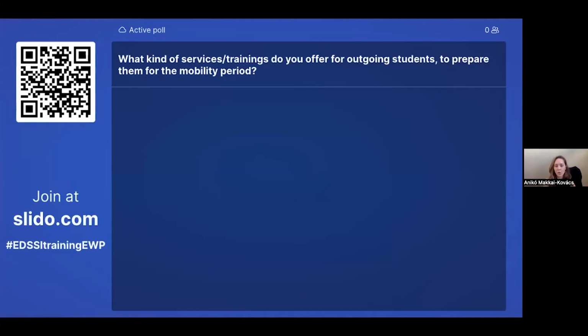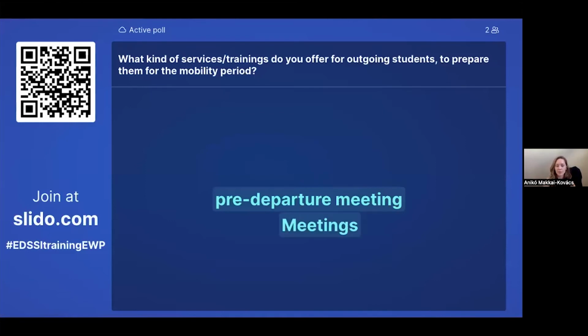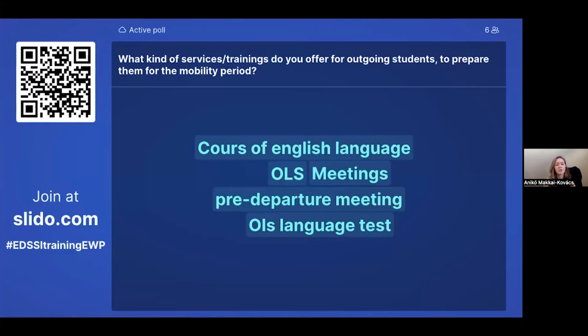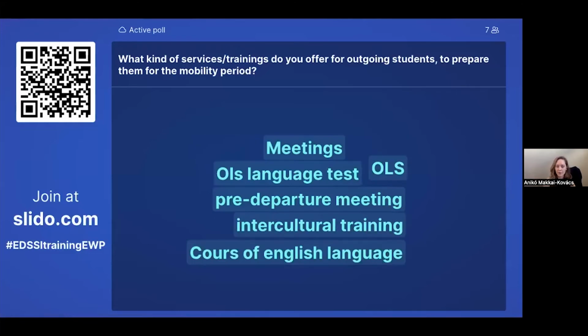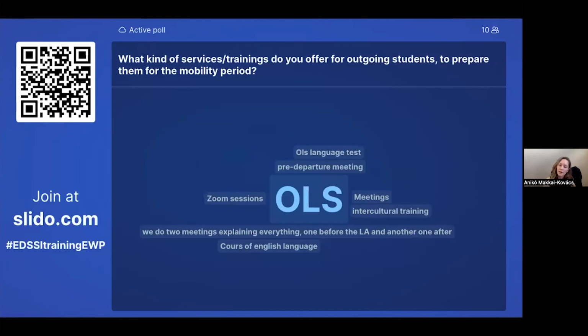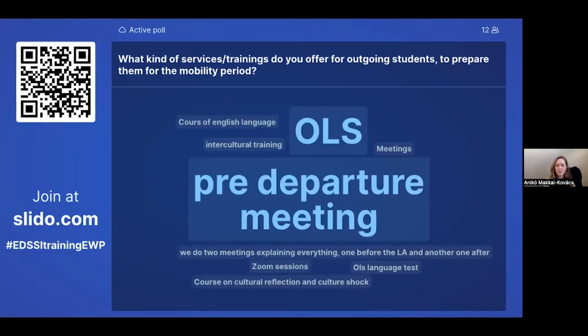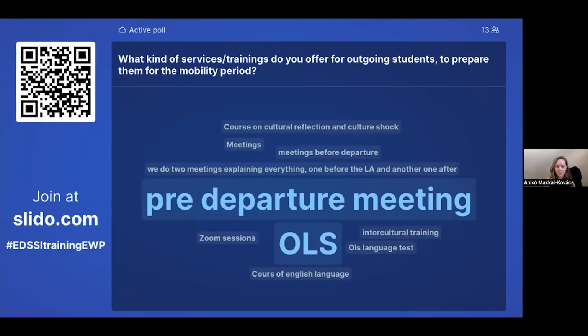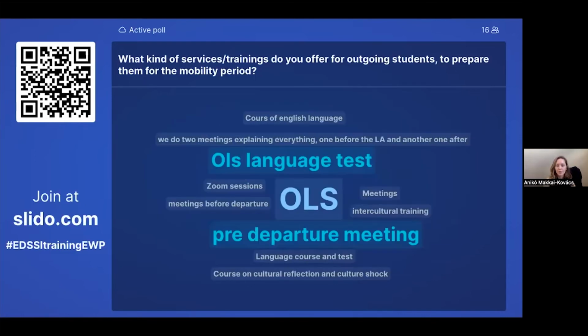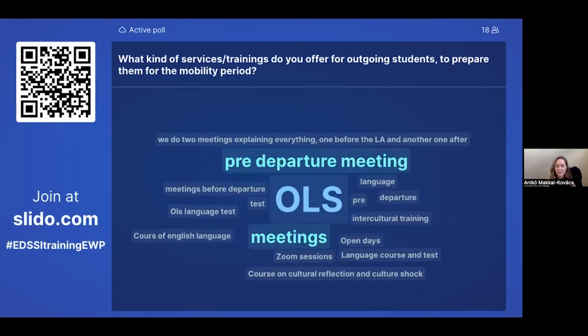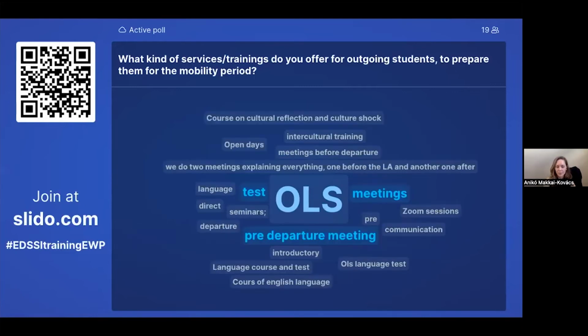So this is once again an open text. Tell me if you are actually offering anything, and if you do, what do you do? You see a pre-departure meeting, other meetings, I see, okay. There is the OLS language test, exactly. A course of English language. So far, intercultural meetings, OLS, pre-departure meeting, cultural meetings, I see. Exactly.